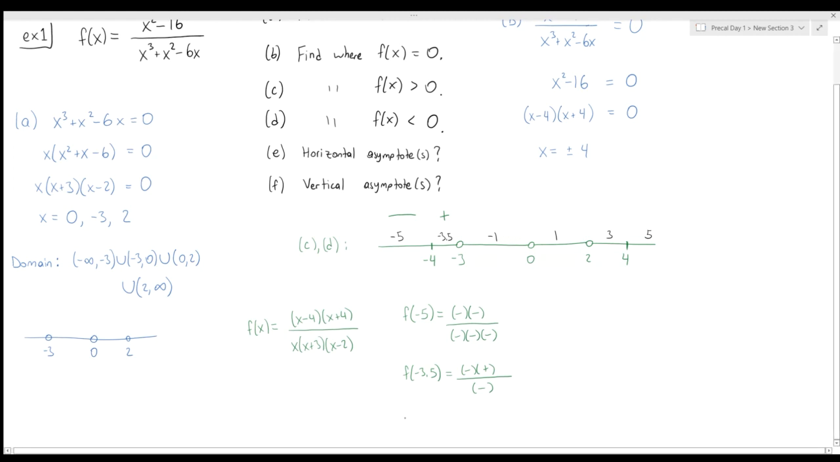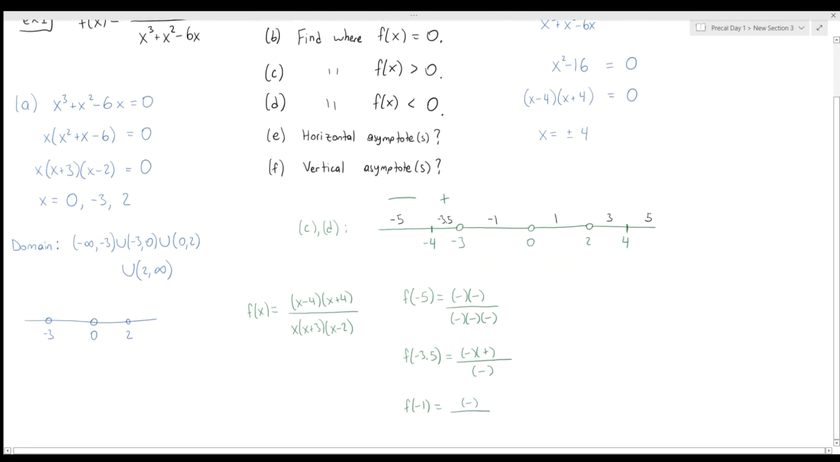Next test point was -1. So when we plug in -1, that's negative, that's positive. So the numerator is altogether negative. And the denominator, negative, positive, and negative, right? Negative, positive, negative. So that should be positive altogether in the denominator. So f will be negative in that interval. Okay.